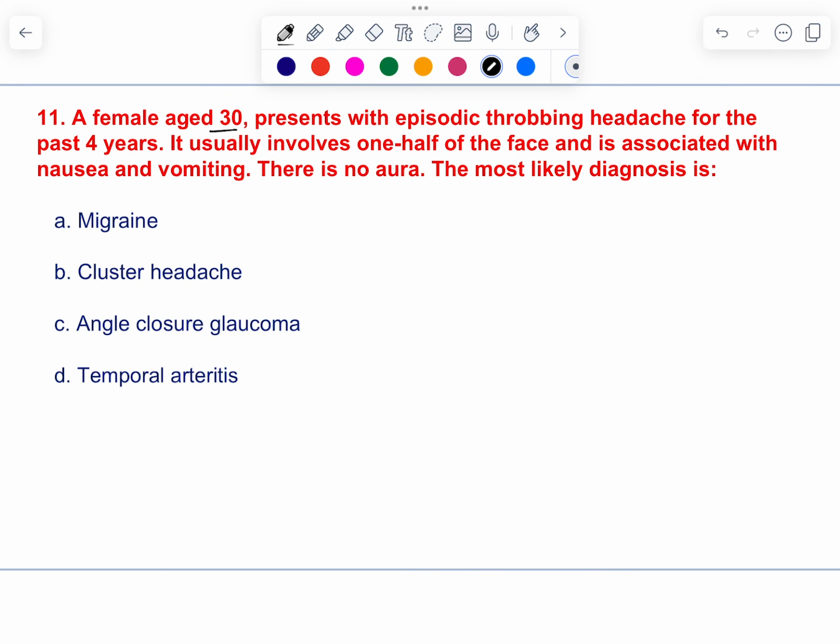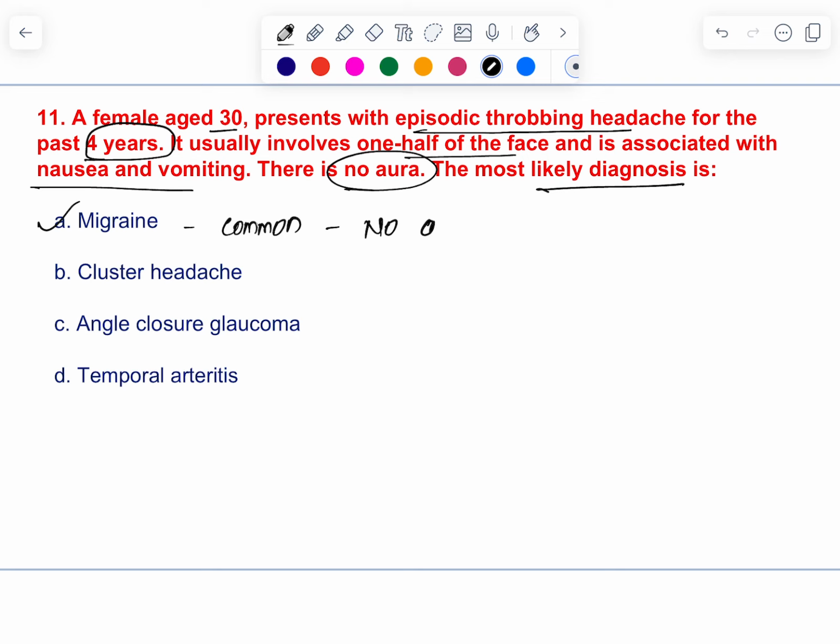A female aged 30 years presents with episodic throbbing headache for 4 years. It usually involves one half of the face and is associated with nausea and vomiting. There is no aura. What do you think is the most likely diagnosis? So this is a characteristic picture of common migraine. Common migraine is that where you don't have the aura, right? In common migraine, the character of the headache is throbbing type, which is episodic, and it is unilateral, associated with nausea and vomiting.